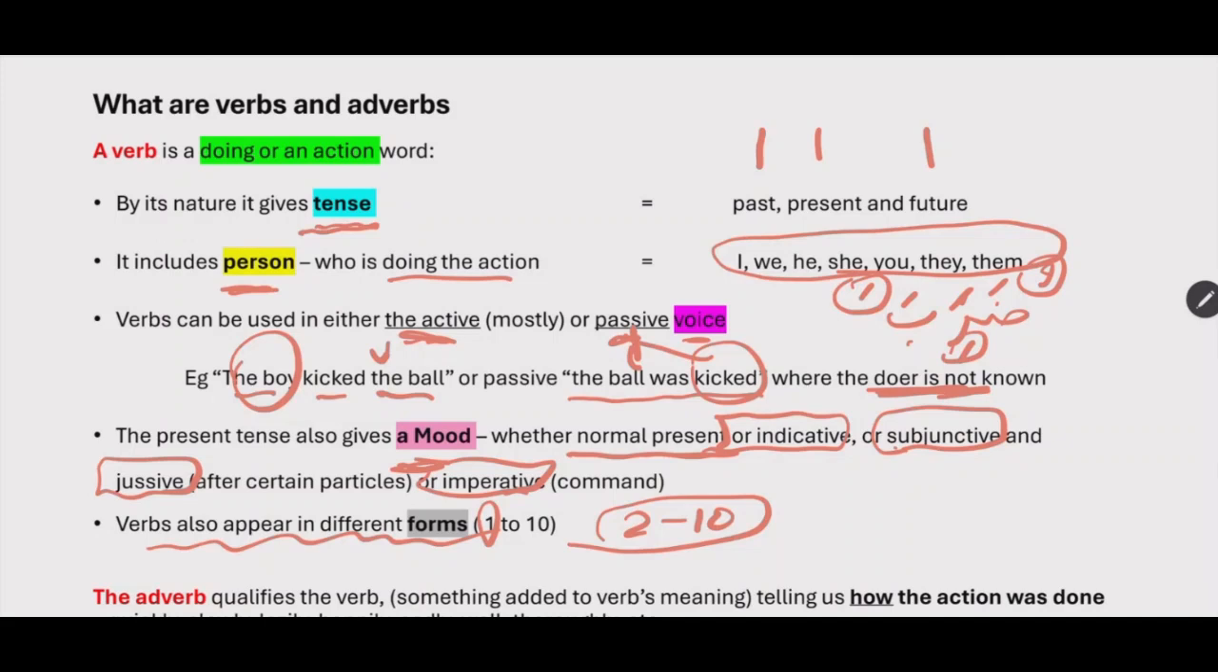All right, then we have the adverb. It simply qualifies the verb. In other words, it adds something to the verb's meaning. If you say, I walked, and then add quickly, it tells you how you walked. Or slowly, or lazily, or happily, sadly, whatever. So basically an adverb is just modifying or qualifying the verb's meaning, giving you an added dimension of how he or she is doing that action. Right? So that's the adverb.